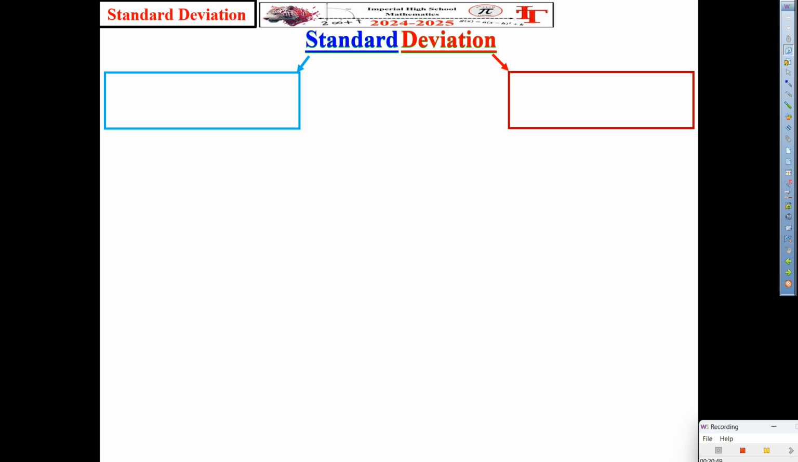All right, type it up on your screen. In your own words, what is standard and what is deviation? What is standard and what is deviation?